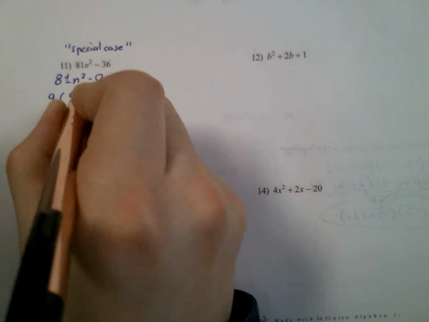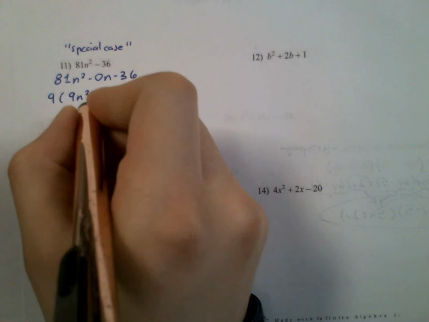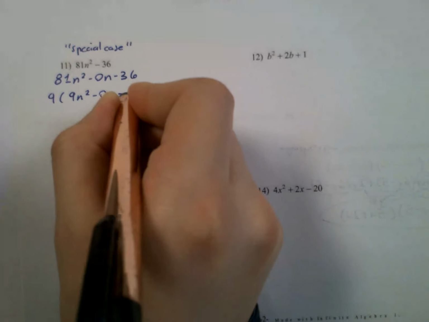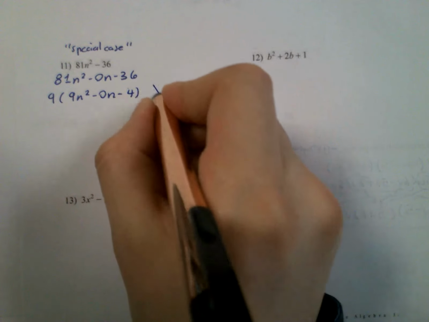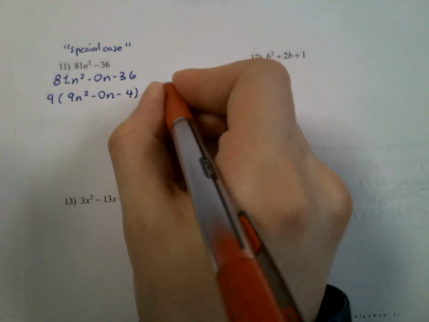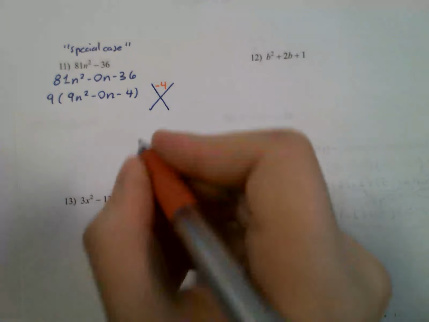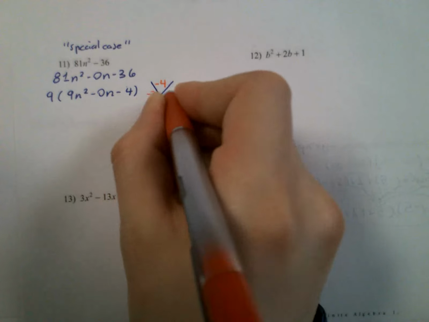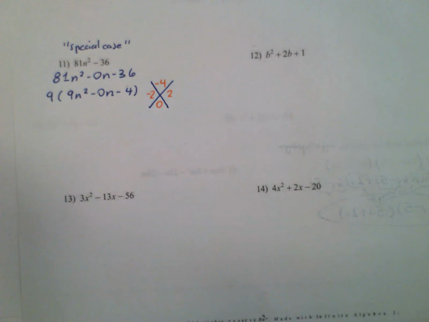So I have 9n squared minus 0n minus 4. Here's my x over here. I guess I'm doing this in red ink this time for the numbers. I need two terms that multiply together to negative 4 and add together to give me 0. Obviously, it's negative 2 and 2.